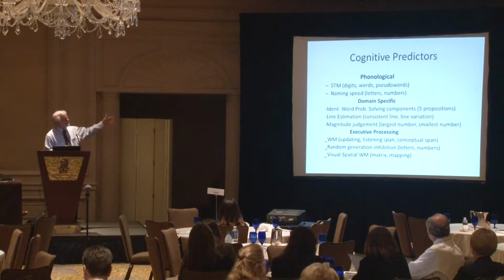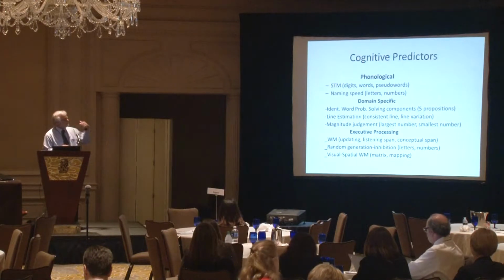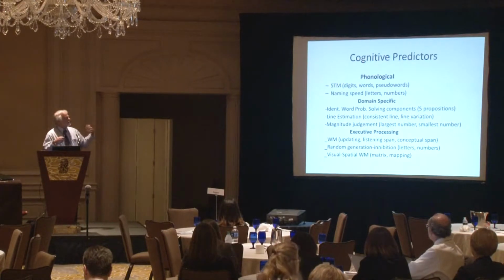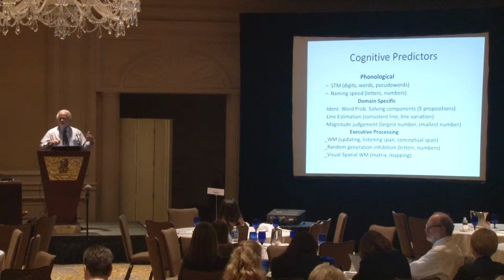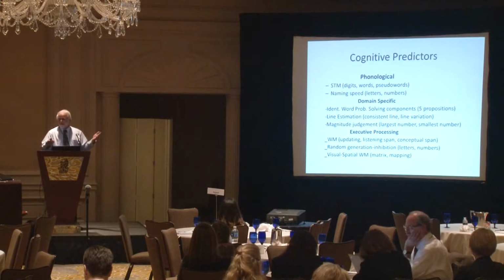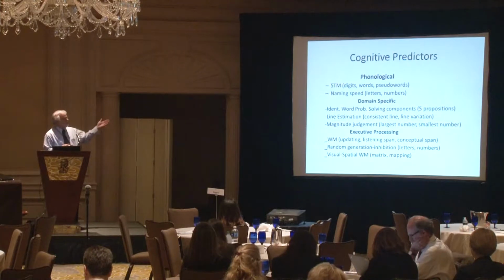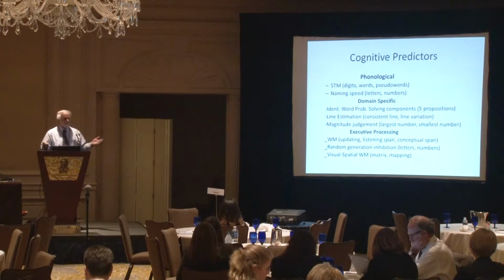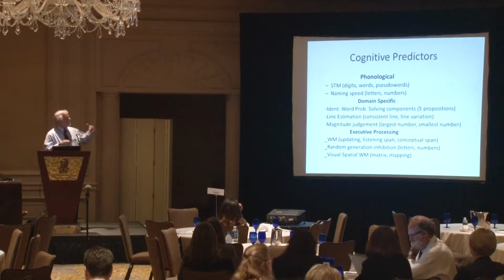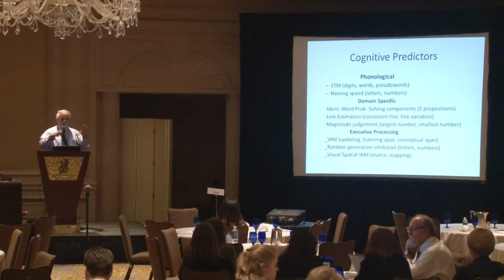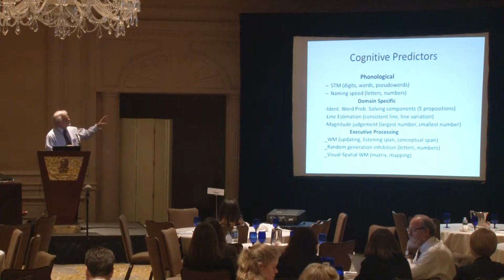And then I'm looking at domain-specific measures to see if they predict. I have a task that I've used over the years where you test kids to see what they can pull out of a word problem in terms of the propositions they attend to. And then I have a line estimation task, where you have a line, and they put the number where they think the number goes on this particular line, and you can also manipulate the line length if you want, which we've done. And then a magnitude judgment task, where you see how quickly, out of an array of numbers, they can say which is the largest and which is the smallest number. So we have domain-specific measures.